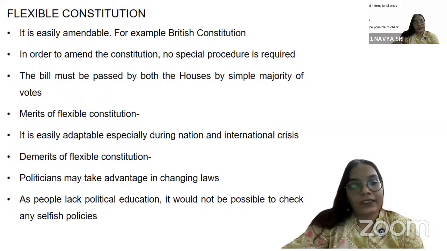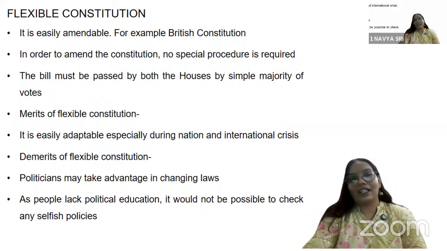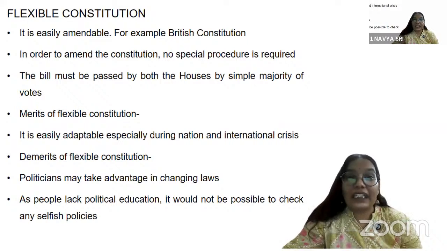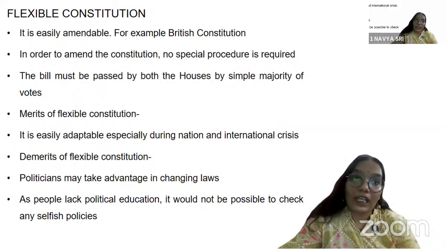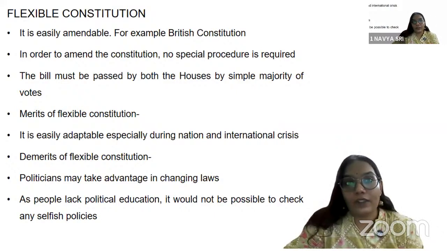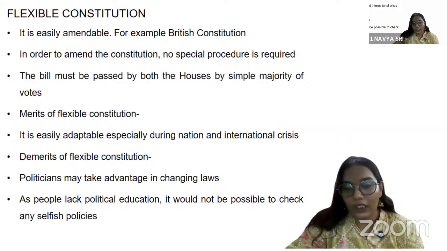Now, the demerit is that politicians may take advantage in changing the laws. So this is one of the basic demerits that has to be considered. See, overpowering any human being, overpowering any institution will lead to crisis, will lead to political crisis, right? The political structure will collapse. So this must be taken into consideration.